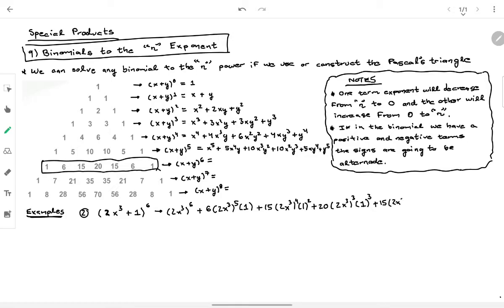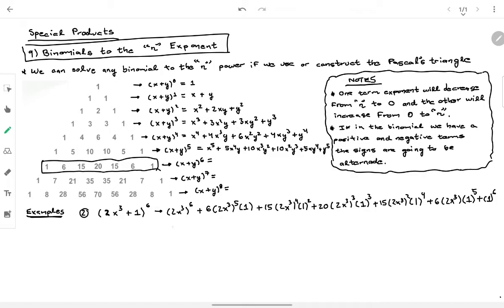then it's going to be plus 15, that multiplies the first one squared multiplied by the second one to the 4th. Then it's going to be plus 6, the first one to the first power, and the second one to the fifth power, and finally the second one to the sixth power. So we are going to get something like 2 to the 6 is 2 times 2, 4 times 2, 8, times 2, 16, times 2 is 32, times 2 it's 64.